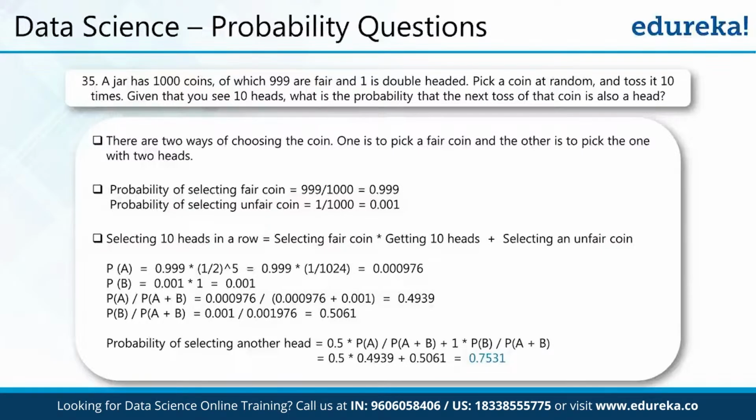This is slightly more than if you didn't have this one double-headed coin. If that coin had not been present, the probability would be a bit lower here because all the coins would then be fair.